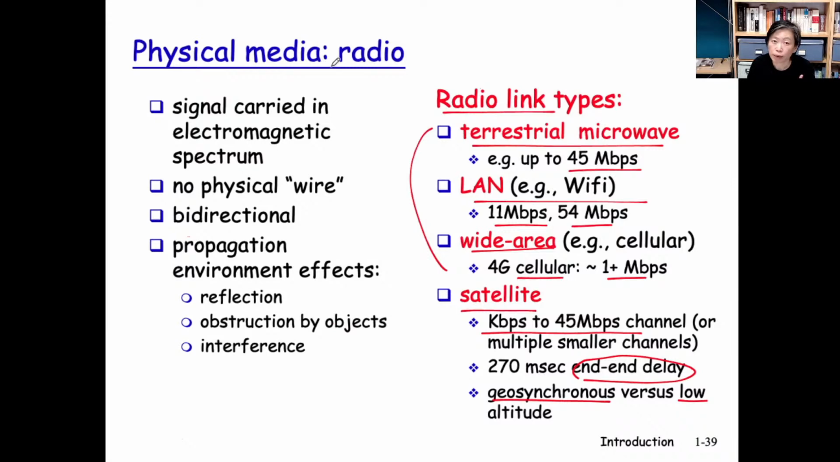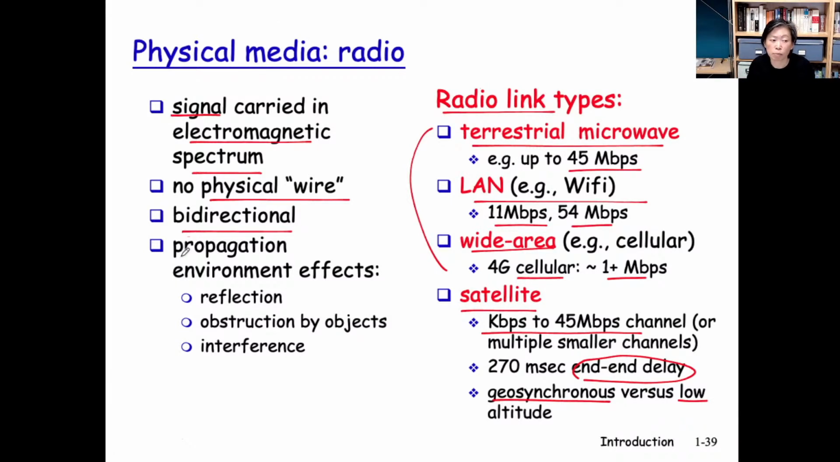So, radio links, very special. Essentially, we are sending bits through electromagnetic waves. There are no physical wires, so it's called unguided media. Data can go bidirectional, in fact, omnidirectional, which is a good and a bad thing.